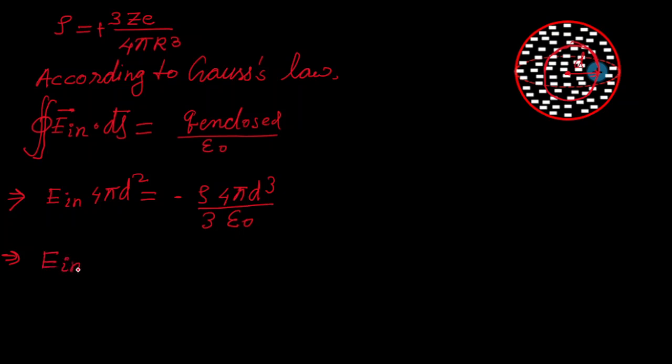So from there we can calculate E_in is equal to minus rho into 4 pi d square, 4 pi d square will cancel out, so 4 pi rho d divided by 3 epsilon naught. This will be the internal electric field, and this negative sign indicates that the direction will be radially inward.